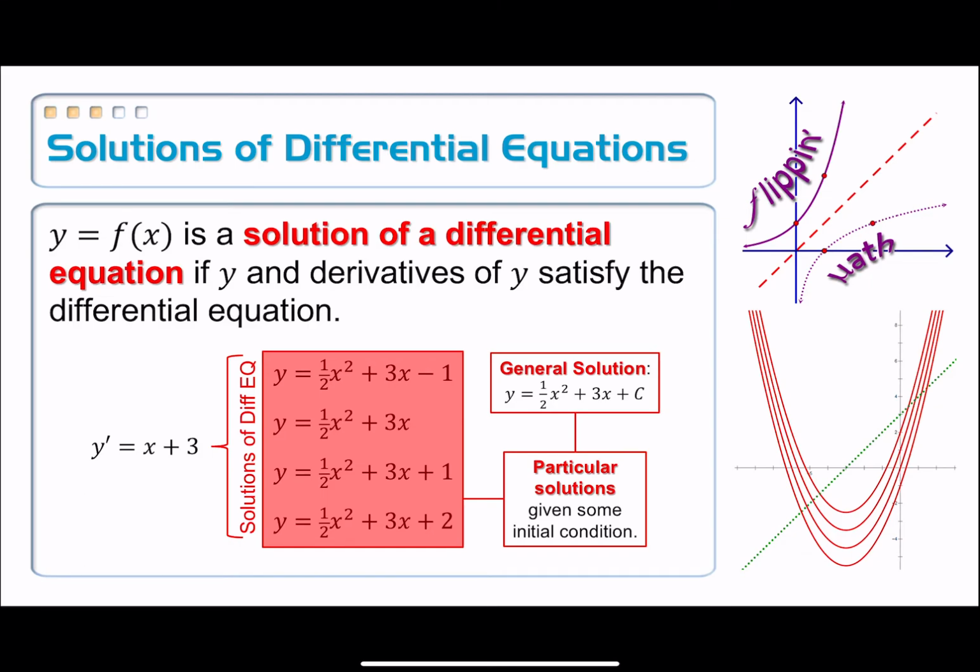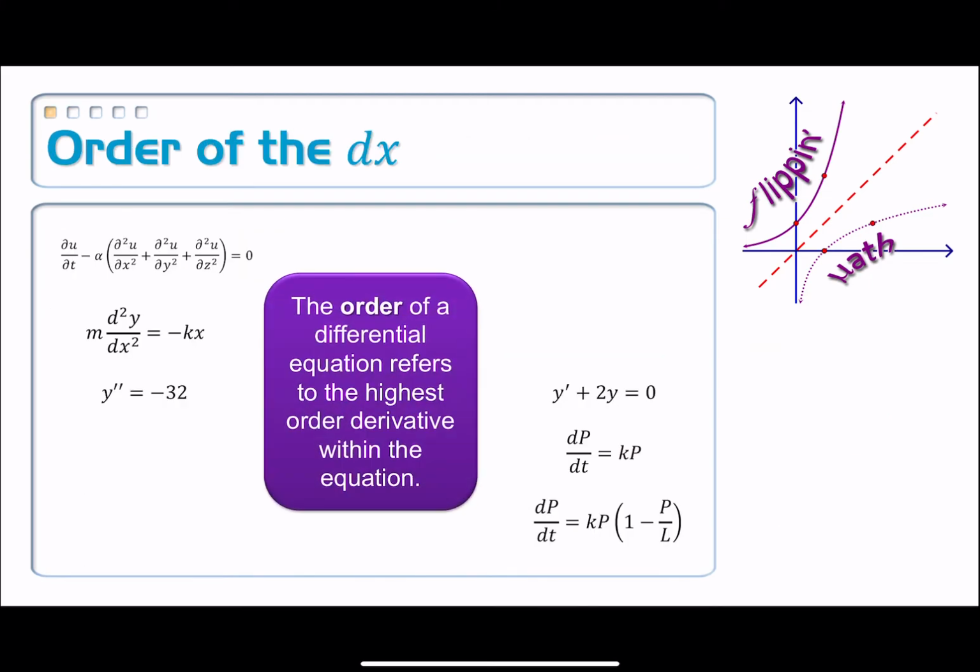Okay, so we've got some different kinds of differential equations. We're going to be looking at both first-order differential equations and second-order differential equations. And the order of a differential equation simply refers to the highest order of derivative within that equation. Does it have a first derivative? Does it have a second derivative? The ones over here on the right-hand side of the screen, these are first-order differential equations. We just saw this one right here.